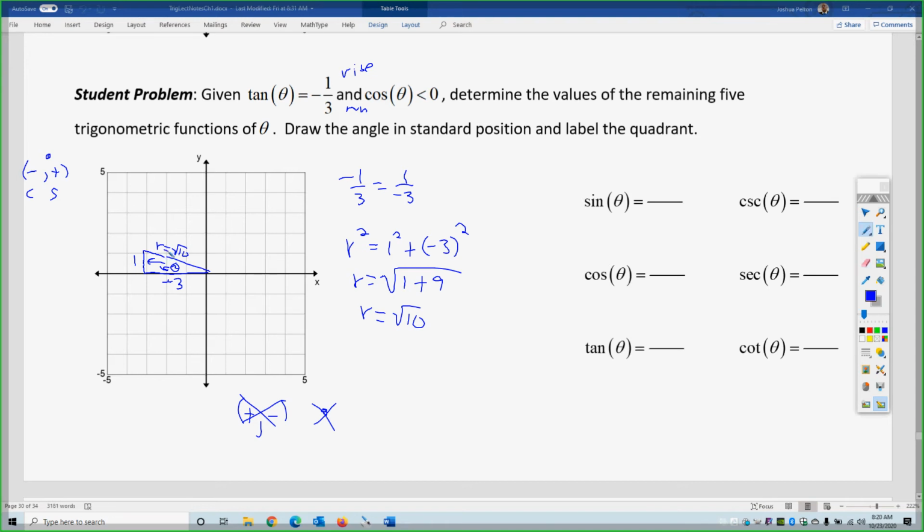Okay, so r is root 10, so if I extended it all the way around for the circle, the radius would be root 10. We have a coordinate at the corner of our triangle, which is negative 3 comma 1. That is our x and y. So y over r, x over r, y over x, and reciprocate, and likewise. Knowing where things are positive and negative is important for evaluating trig. Okay, let's go to the next page.